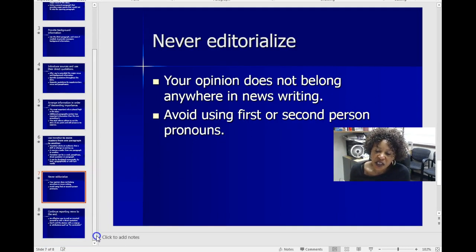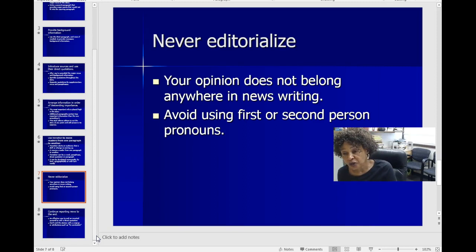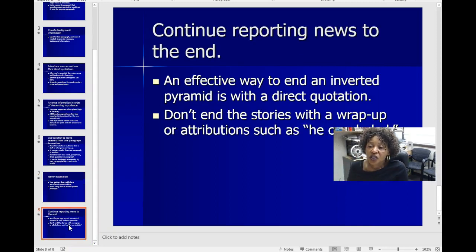One of the things that you need to know about news writing is never to editorialize. Do not state your opinion. It doesn't belong in news writing. Always avoid using the first or the second person. That means that you should use the third person. Continue reporting news until the end.